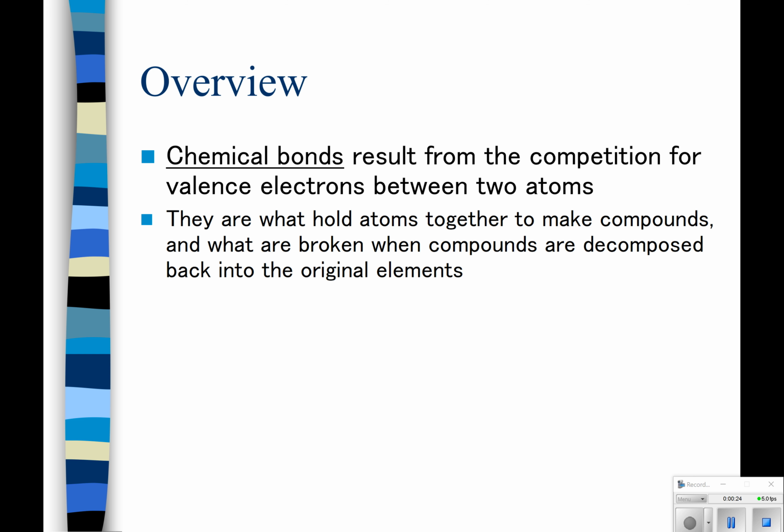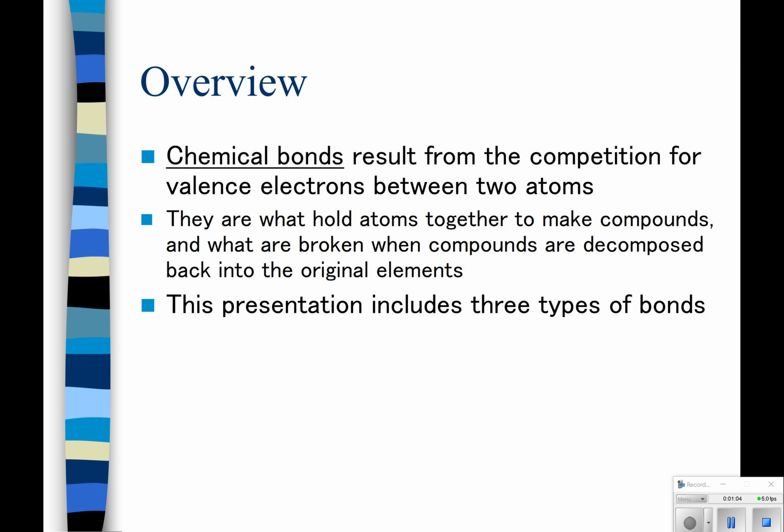Now we know that this is a little bit of a review. We've mentioned this before, but chemical bonds result from competition for valence electrons between two different atoms. So the electrons themselves are what are responsible for the bond, and they're what hold atoms together to make different compounds, whether they're made with different atoms or the same atoms. And then they are also what are broken when compounds are decomposed back into their original elements. And depending on the attraction for electrons, which we know as electronegativity, that's going to determine what type of bond we actually have.